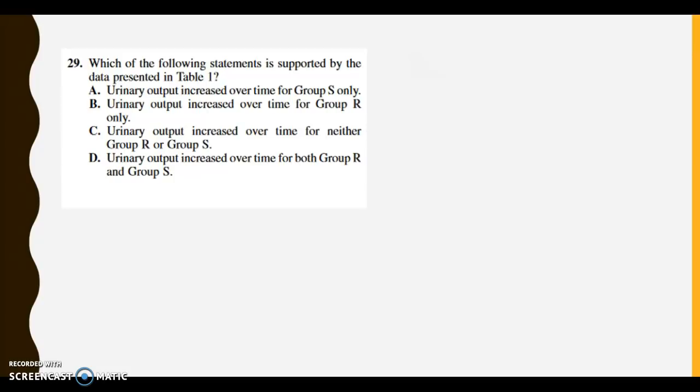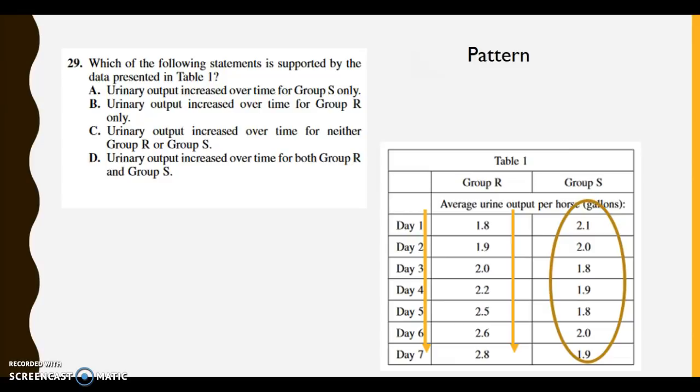Question 29. Which of the following statements is supported by the data represented in Table 1? This is a pattern question, so if we go back to our table, which I've included our trend lines on, this will help us to answer this question. So if I'm looking at average urine output as the days increase, I notice that I only see an increase for Group R. So if I go to my answer choices, the only choice that works with this is answer choice B. Now, if you draw your trend lines on as soon as you get the passage, this question will take much less time to answer. So do that first when you're reading your passage and not when you get to the question asking for it.